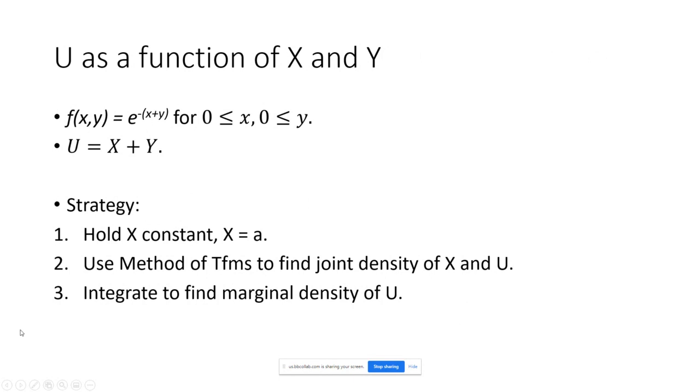So our strategy here is going to be to hold one of the random variables constant, say x equals the constant a. And then we'll use the method of transformations to find the joint density of x and u. And then we'll integrate that to find the marginal density of just u by itself.